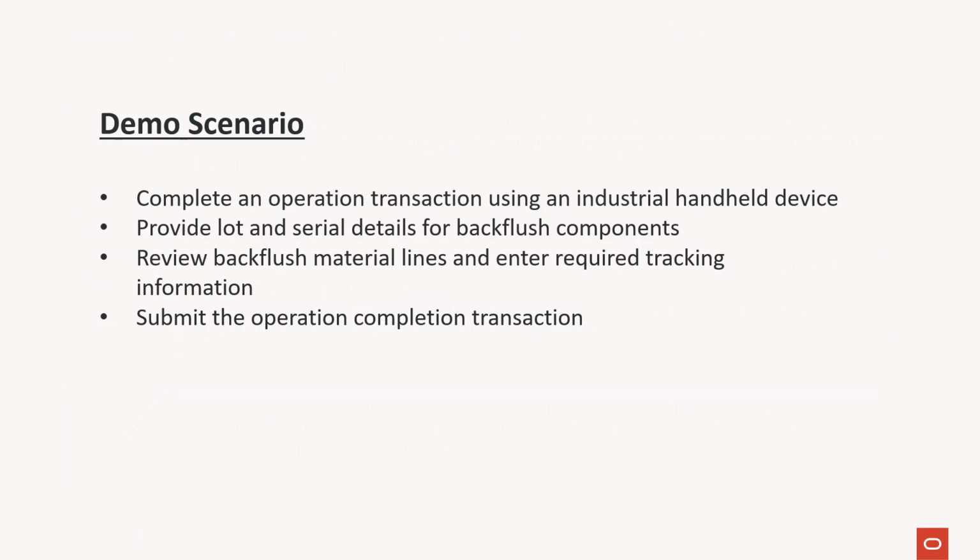In this demo, we will walk through a typical shop floor operation transaction using an industrial handheld device. The scenario begins with completing an operation transaction and capturing the required lot and serial information for Backflush components. We will then review the Backflush material lines, validate the components consumed during the operation, and enter any mandatory tracking details. Once material lot and serial information has been recorded, we will submit and complete the operation completion transaction, demonstrating an efficient, mobile-enabled manufacturing execution process with end-to-end material traceability.